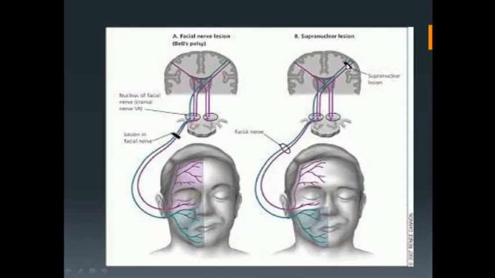If there is a lesion here, that means the left sided nucleus is obviously very happy because it is paired. 80% of it is coming from the right side, which is healthy. What about the left side? The left side majority was about to receive from this part. So this side will be affected. So clear. Upper motor neuron lesion will cause contralateral paralysis. No doubt in that.